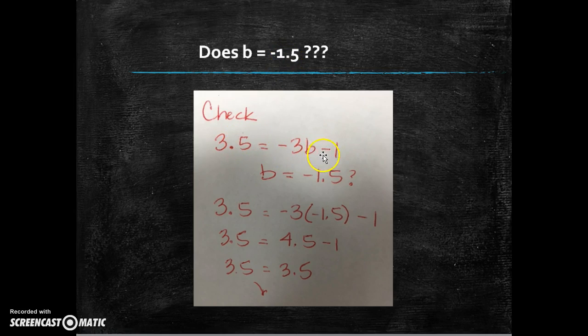3.5 equals negative 3b minus 1. So instead of b, I'm going to enter in negative 1.5. So negative 3 times negative 1.5 minus 1. Multiplying these out, I get 4.5. 4.5 minus 1 is 3.5. So yeah, guess what? I'm right. It happens every once in a while.